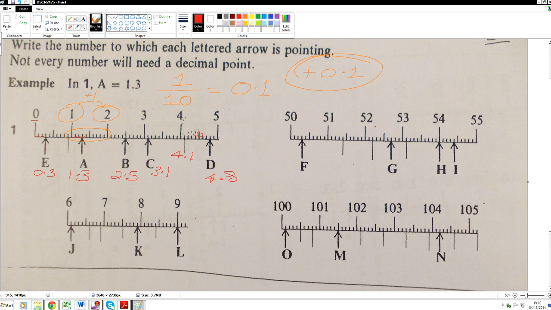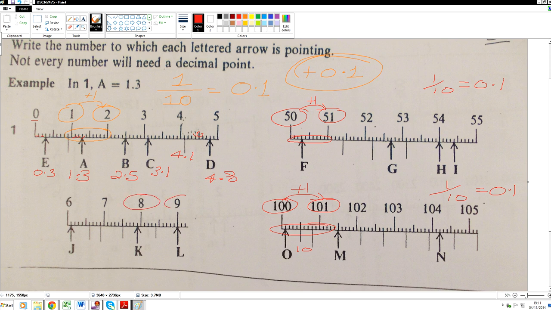Now, if you look at the following three questions, they all follow a similar format. What is that format? Now we are going from 50 to 51. The difference is 1. How many little lines do we have? 10. So 1 divided by 10. So this question is also going up in 0.1. Let's look at the next question. 100 to 101. We have gone up by 1. How many little gaps do we have? 10. So this one is also 1 divided by 10. So we are also counting in 0.1.